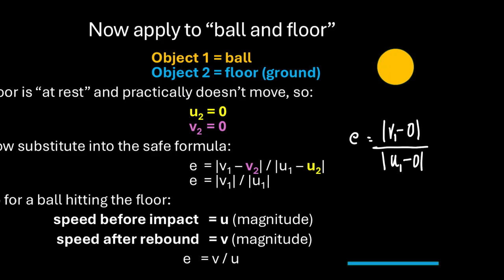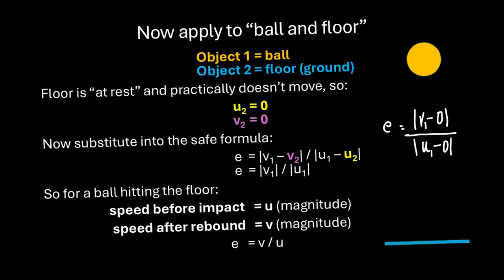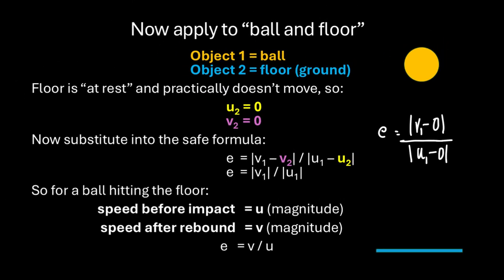Now let us apply this to the ball and the floor here. Object 1 is the ball. Object 2 here is the floor. The floor is at rest, because practically a floor doesn't move. U2 is equal to 0.